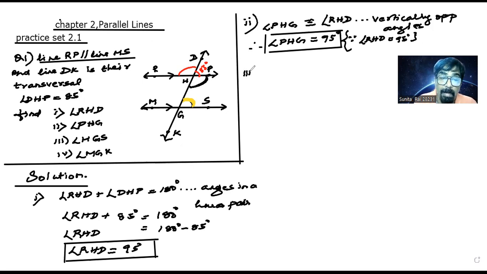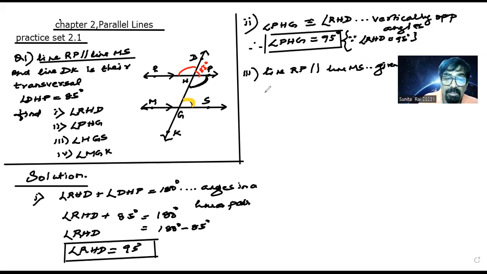I'm going to take the help of parallel lines now. So better write line RP, please have a look at your line RP, okay? Not able to write properly with this stylus, but anyhow, I'm writing it. My handwriting is not coming good, but you should understand. Line RP is parallel to line MS. What is the reason for this, children? Given. Now look, there's only one transversal, so I'm not going to write the name of the transversal. Line DK is the transversal.